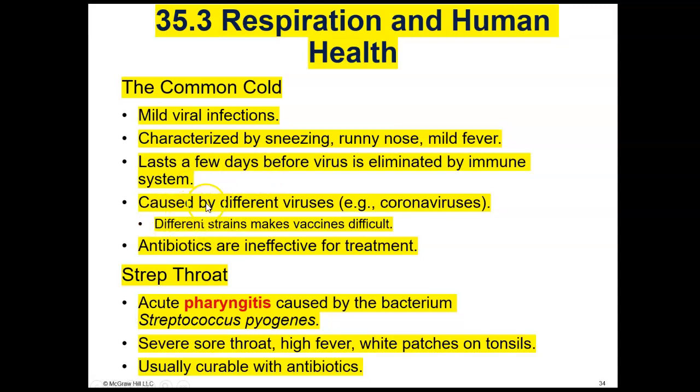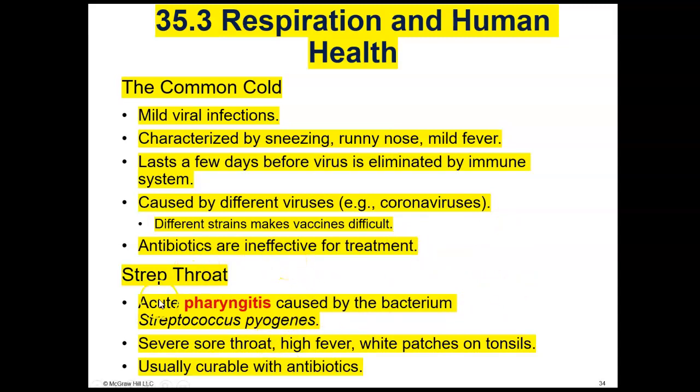it lasts a few days before the virus is eliminated by the immune system, typically in an otherwise healthy person. And usually a cold virus is a type of coronavirus. Of course, we also know that COVID-19 is a coronavirus. But just the regular cold virus is caused by different strains of coronaviruses typically. And that makes it very difficult to have a vaccine for a cold virus, because there are so many different strains and the cold virus mutates so quickly.